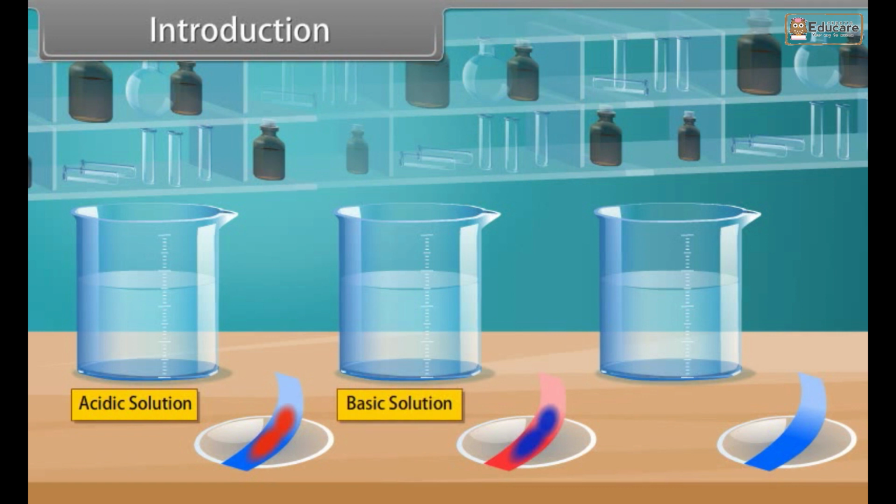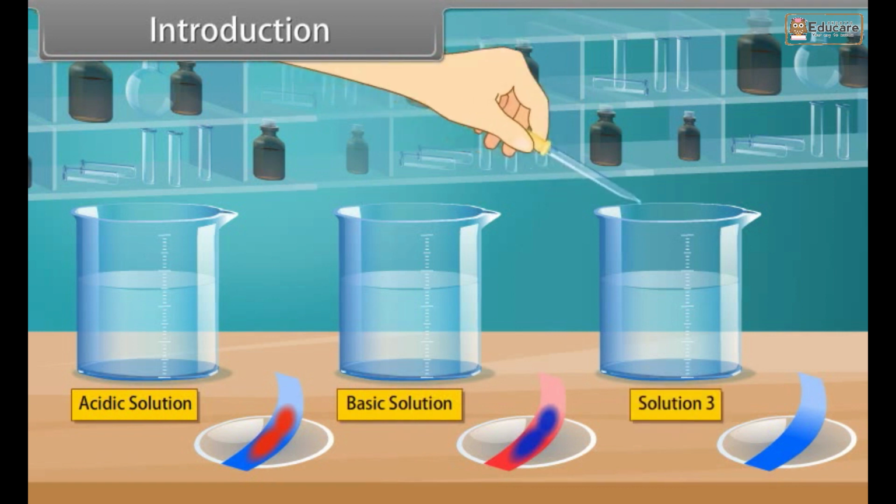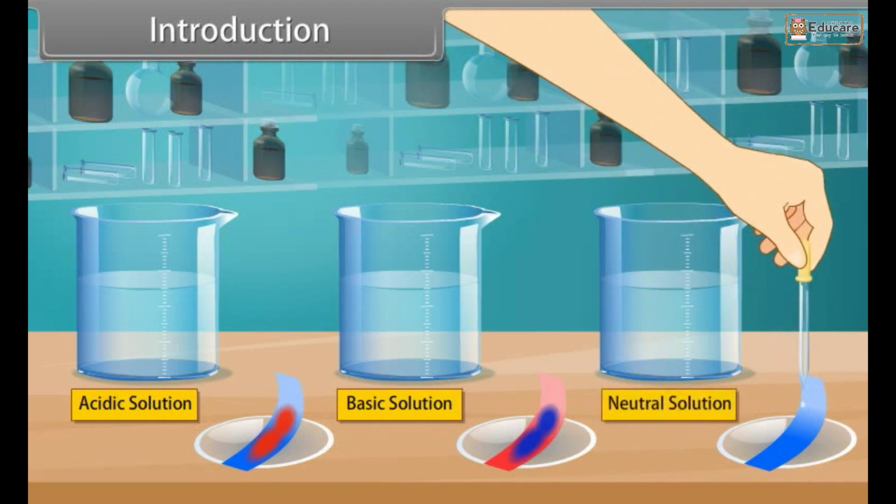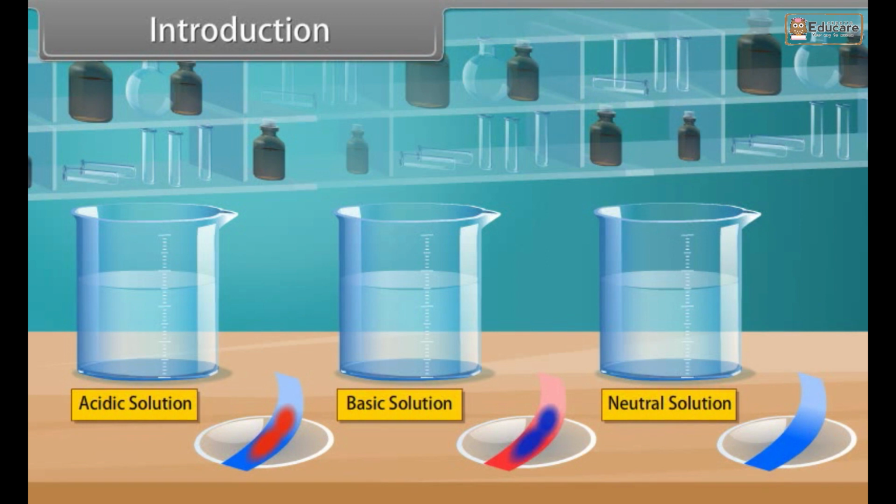Finally, we test for solution 3. The color is not changing. It shows that this solution is neutral, and we can say that solution is at equilibrium.